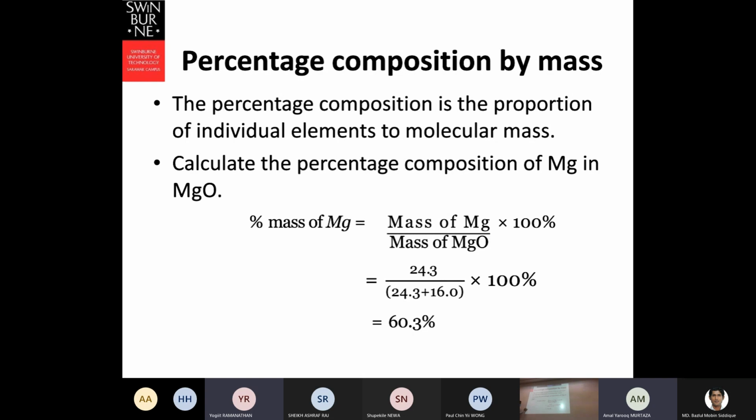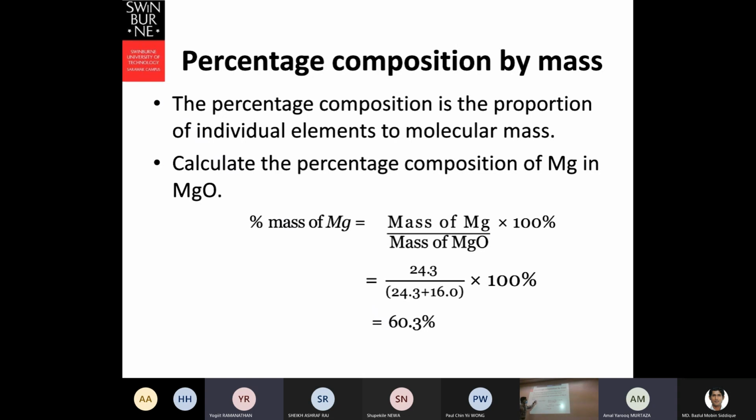Or in that case, for H2O, I want to know how much percentage of hydrogen is there. Or for H2SO4, I want to know how much percentage of oxygen is in it. So very specific. I want to know how much percentage of magnesium is in magnesium oxide, how much percentage of hydrogen is in water, how much percentage of oxygen is in sulfuric acid. So how do you find it?